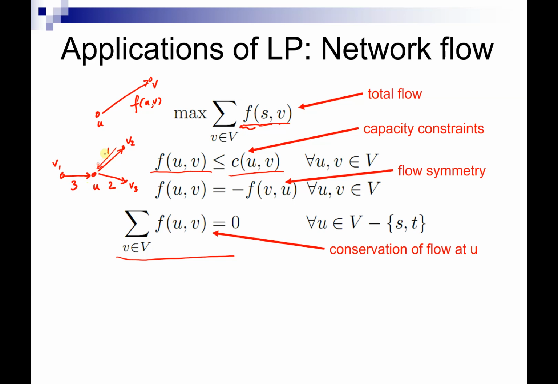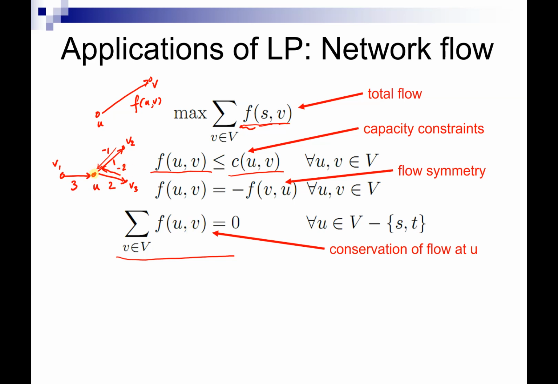this top flow, would be -1. If the flow from U to V2 is +1, then the flow from V2 to U is going to be -1. And likewise, the flow from V3 back to U would be -2 over here.